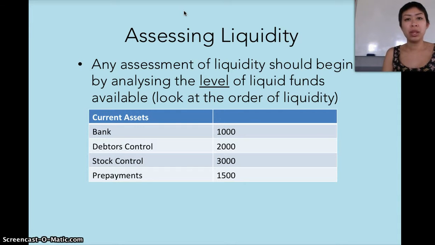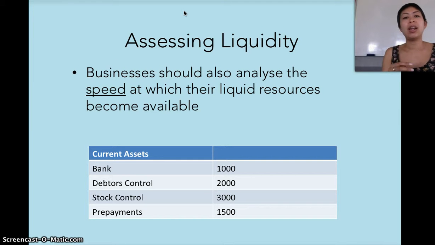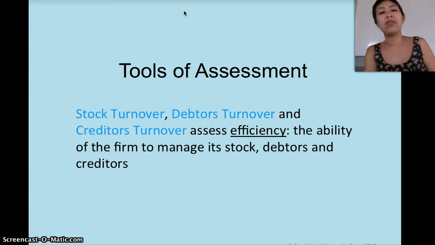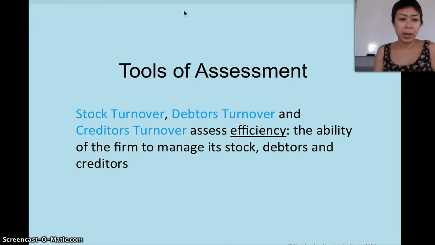It is possible for the business to meet its debts as they fall due if it's below 1:1, so they actually don't have much money in the bank or debtors owing to them. They might not have much stock on hand either. But the next thing we'll look at is analysing the speed at which the liquid resources become available. So we can use the following tools of assessment for the speed. Stock turnover, debtors turnover and creditors turnover assess efficiency, which is the ability of the firm to manage its stock, debtors and creditors.